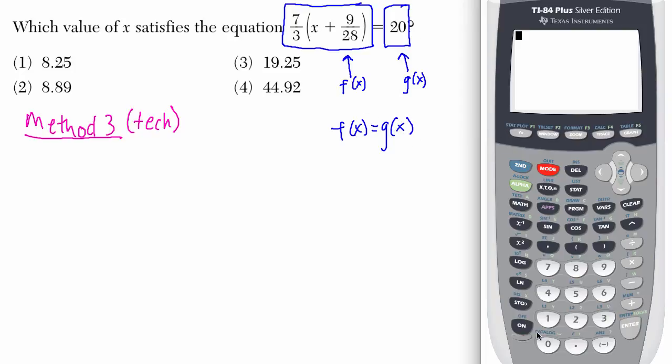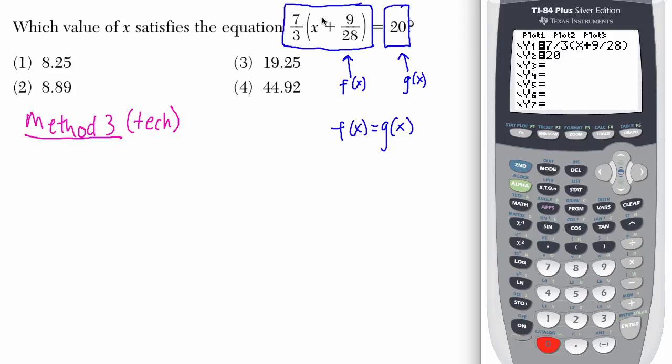So what we'll do is we're going to go to our graphing calculator. We're going to go to y equals, our grapher. And for y1, or f of x, our first function, we're going to type the left side of the equation. So we'll do 7/3 parentheses x, which is this button here, plus 9 divided by 28. Close our parentheses. And this is y1. So we're essentially setting the first function in our graphing calculator to the left side of the equation, which we're going to call f of x. And then in y2, we're going to set that to the right side of the equation, which we're going to call g of x, or y2. And we'll just type in 20, because that's all that is on that side.